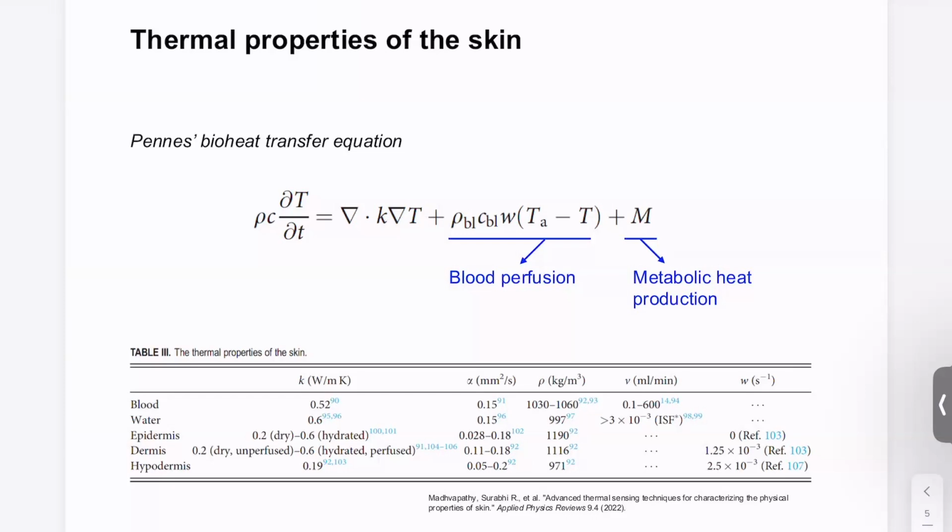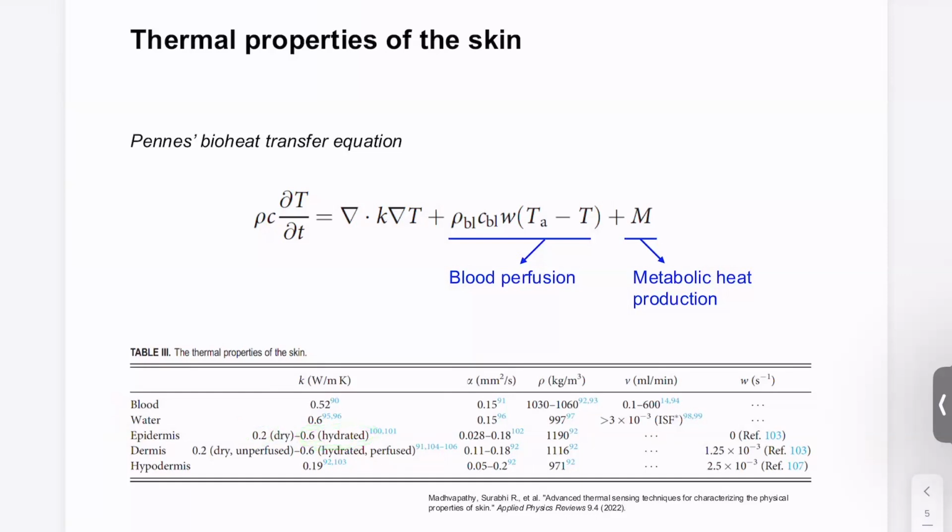I also have a table here that shows you the typical parameters of the skin, including thermal conductivity and thermal diffusivity. If we look at this table, you will see blood and water has a K around 0.5. This is essentially the thermal conductivity of water. Then for epidermis, when it's dry, it's about 0.2, but when it's hydrated, it becomes 0.6.